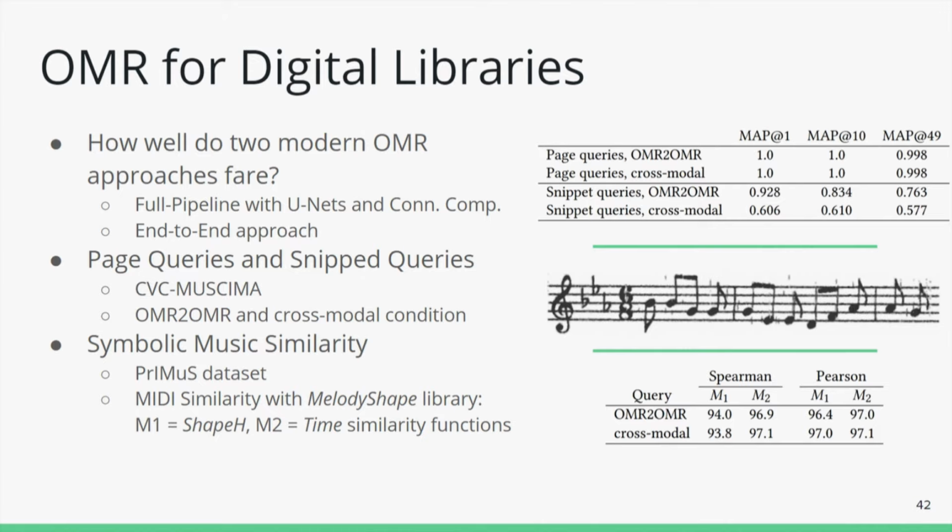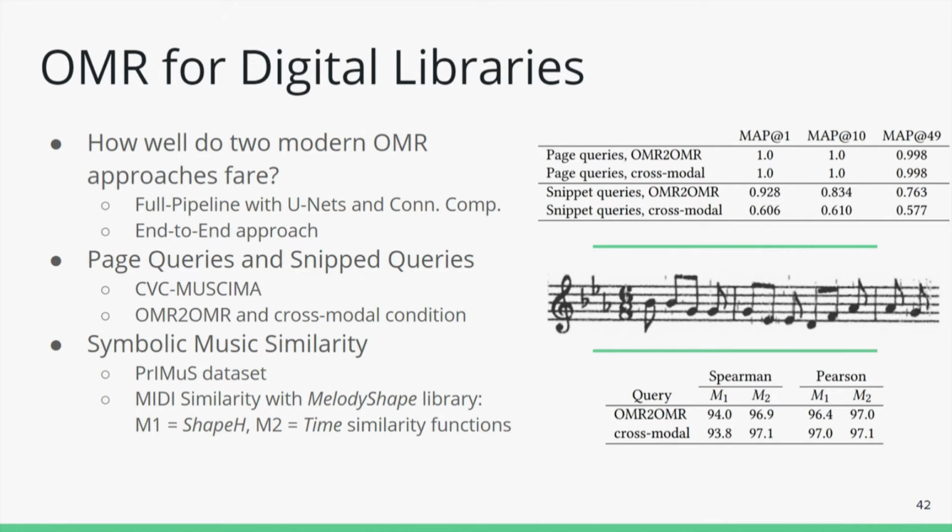One was the full pipeline with the UNet detector and connected components, and the other approach was an end-to-end approach where you directly feed in the music, like one stave, and it outputs the sequence of notes in that stave. And we had two questions initially. One was to find all duplicates, to do a page query. Imagine you have a library with duplicates. Well then, please give me all the duplicates. And a snippet query was to find just a short segment, basically one stave, out of our entire dataset.